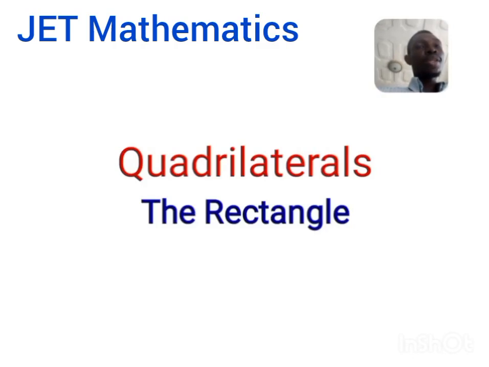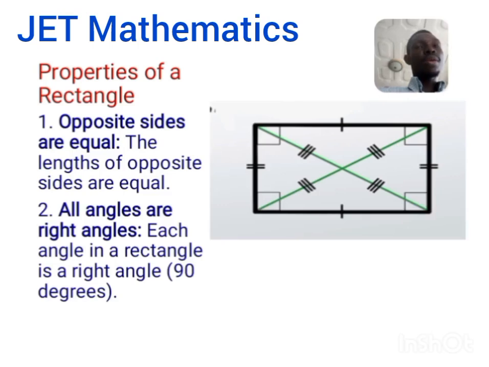Today we'll be looking at another quadrilateral called the rectangle. The rectangle. What are the properties of the rectangle?